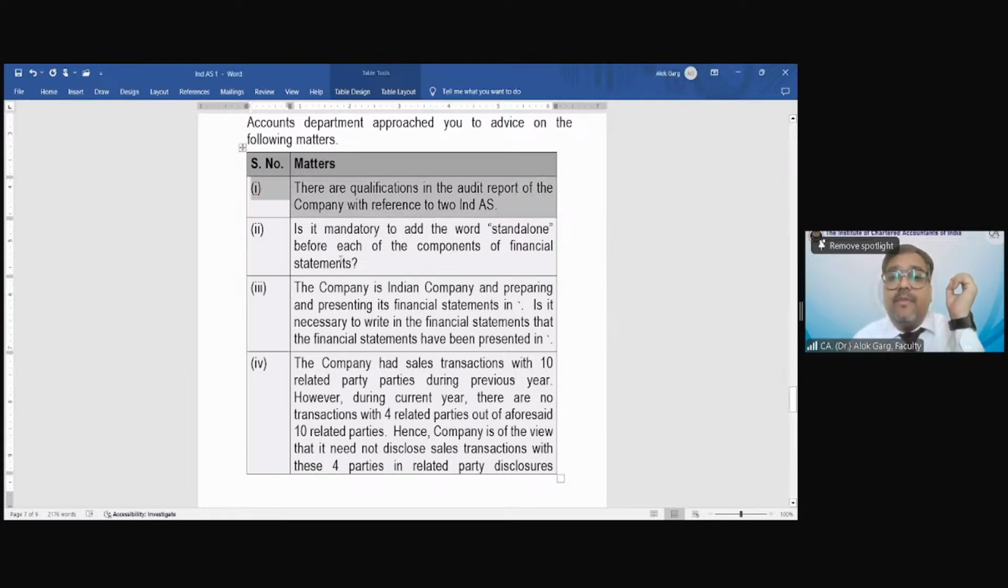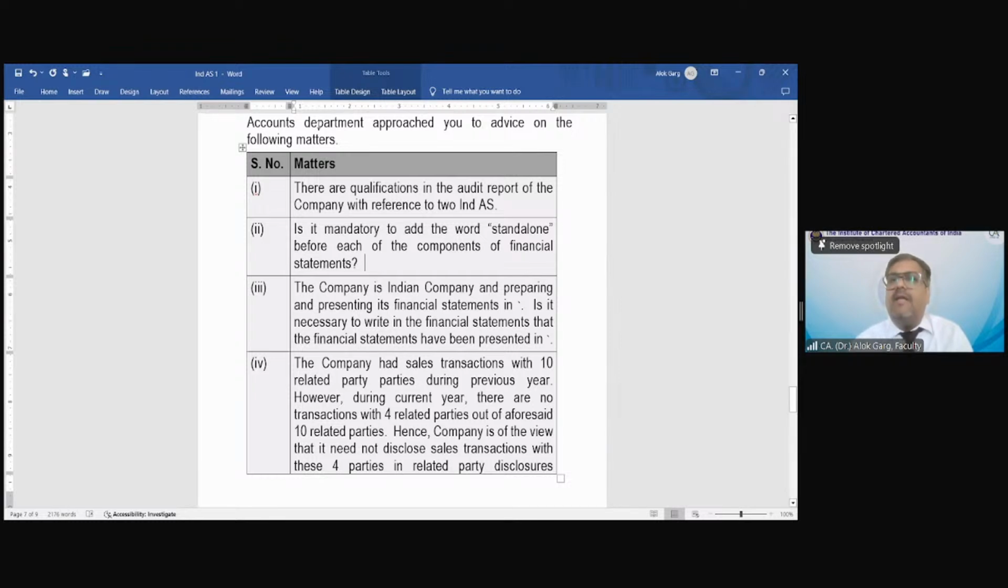Question number 2. Is it mandatory to add the word standalone before each of the components of the financial statement? Whether it is mandatory to write standalone balance sheet, standalone statement of profit and loss, standalone statement of changes in equity, standalone statement of cash flows, standalone notes to accounts, is it mandatory? This company does not have any subsidiary, joint venture, and associate.